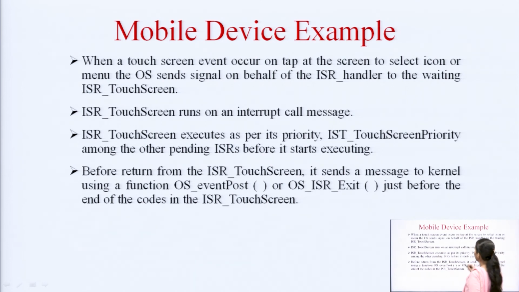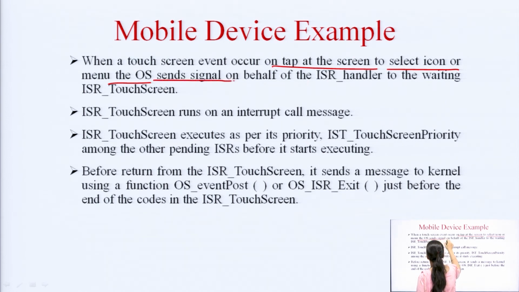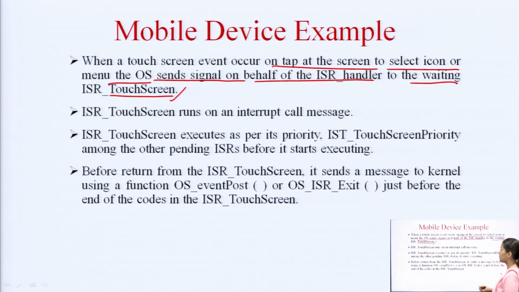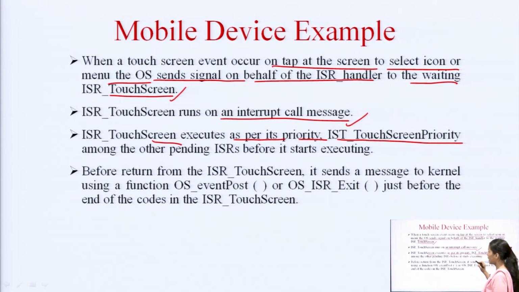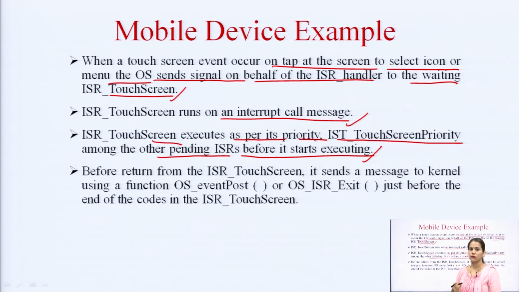When a touch screen event occurs, on a tap at the screen to select the icon or menu, the operating system sends the signal on behalf of the interrupt handler to the waiting ISR touch screen. The ISR touch screen runs on an interrupt call message, then executes as per its priority among the other pending ISRs before it starts executing. In this way, depending upon the priority of the various interrupts, the particular interrupt execution takes place.